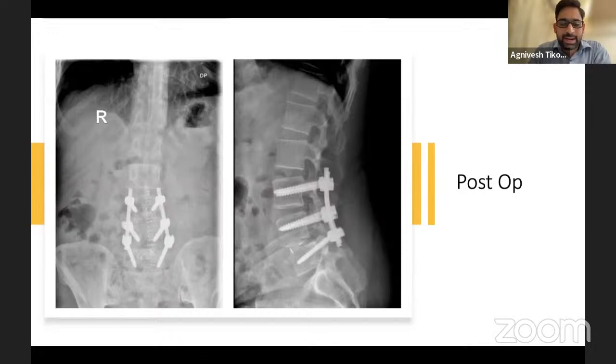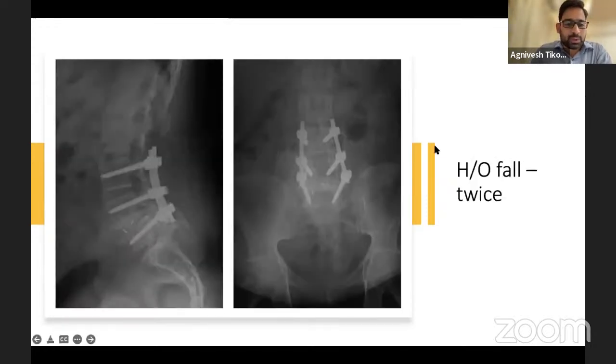But the story doesn't end here. If we have 5 minutes, we can go ahead. So the patient had a fall. He fell down twice and he came back with a listhesis, the cage sinking into the L5 body and this L5 screw projecting forward.